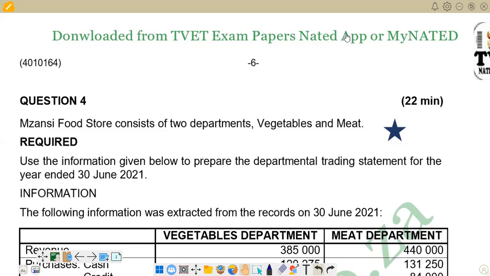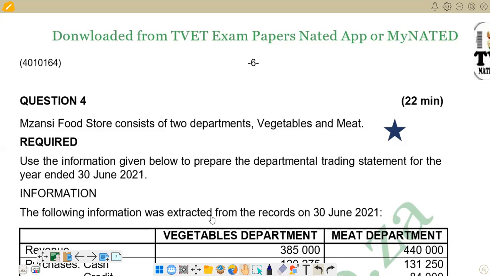Right, today we want to look at a question on question 4. The question is on the departmental trading statement, and it reads: Mzansi Food Store consists of two departments, that is vegetables and meat. On the required part, use the information given below to prepare the departmental trading statement for the year ended 30 June 2021. Then we are given the information.